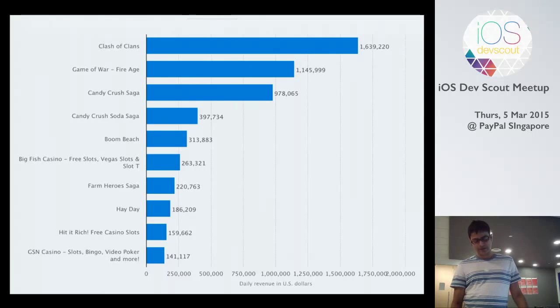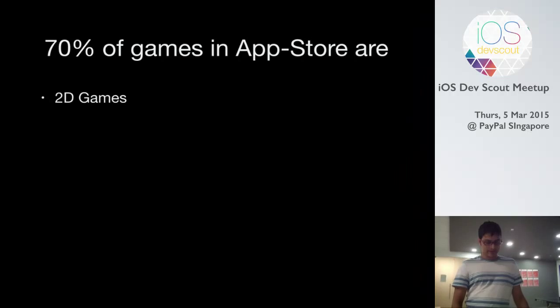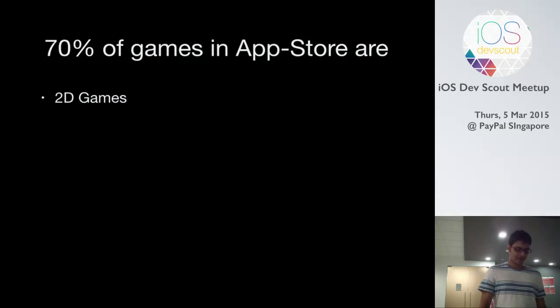So now there's a library or framework that's provided by Apple to build games, which is known as SpriteKit. And SpriteKit is very easy to build iOS games. But 70% of games in the App Store are 2D games. There are few high-end 3D games like Infinity Blade and all. But games that you probably use on a day-to-day basis, like Angry Birds, Cut the Rope, Where's My Water, Flappy Bird, all these are 2D games.